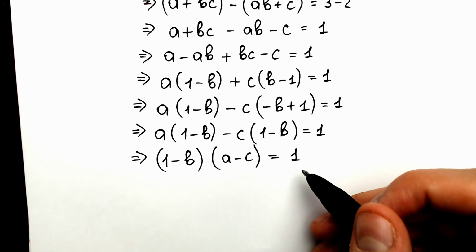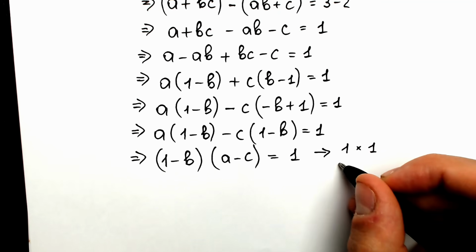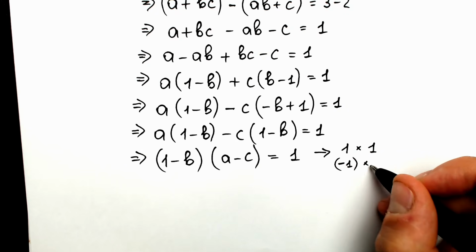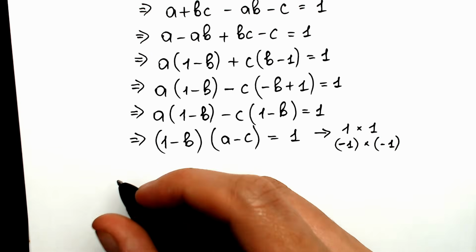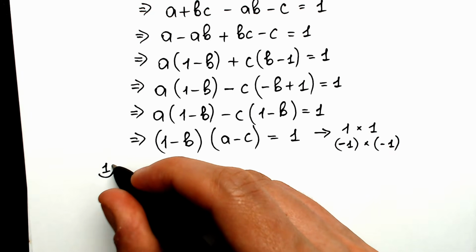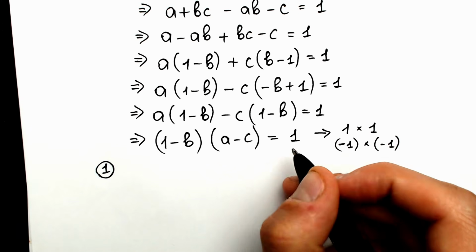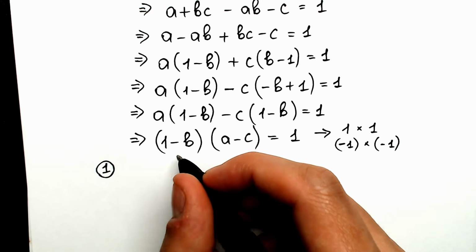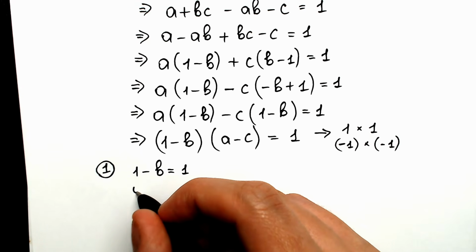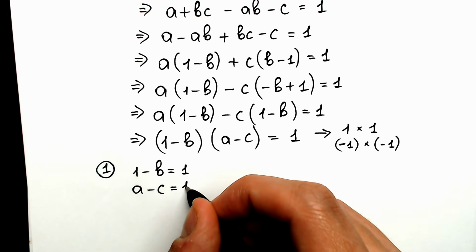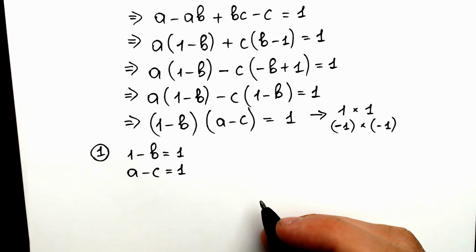So basically we have only two cases, because this 1 can be written as 1 times 1 or minus 1 times minus 1. Let's start, for example, with the first one, the basic one. So we can write this product as 1 times 1. So 1 minus b is equal to 1, and A minus C is equal to 1. So let's solve this system of two equations.